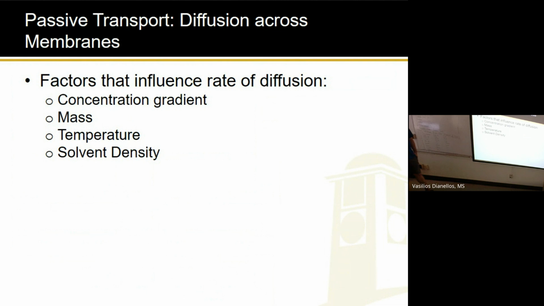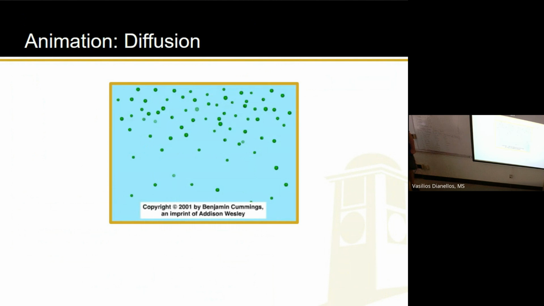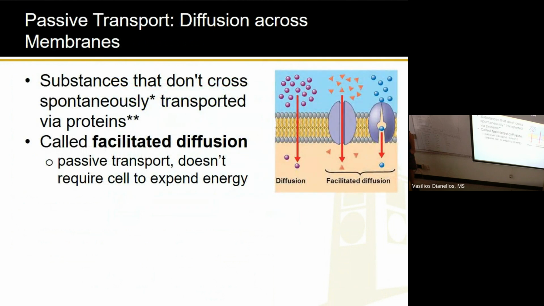And then the solvent density. So as you might imagine, if you put something in water, it's going to diffuse a lot quicker than if you put it in Jello, like really thick Jello, as an example. Anyway, any questions about that? All right, and once again, if you download the PowerPoint, you can watch a little animation that shows some diffusion in action. Substances that don't cross spontaneously, or cross really slowly, are transported via proteins.